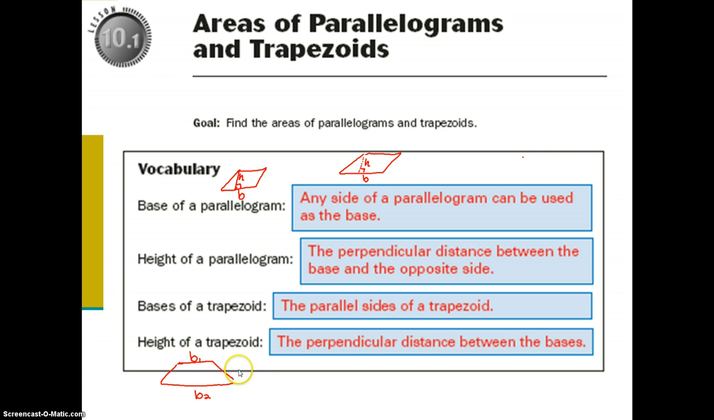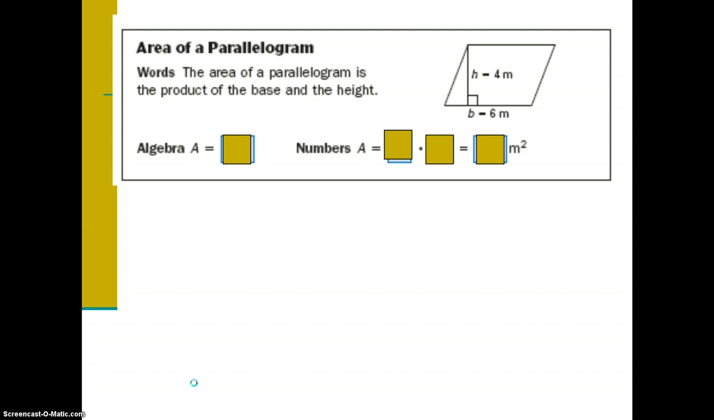The height of a trapezoid is the perpendicular distance between the bases. And again, they might make a dotted line because it's not an actual side, and that's the height. To find the area of a parallelogram, you take base times height. 4 times 6, in this case, equals 24 meters squared. Area is always units squared.